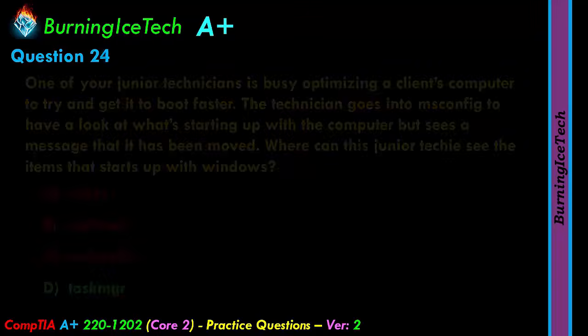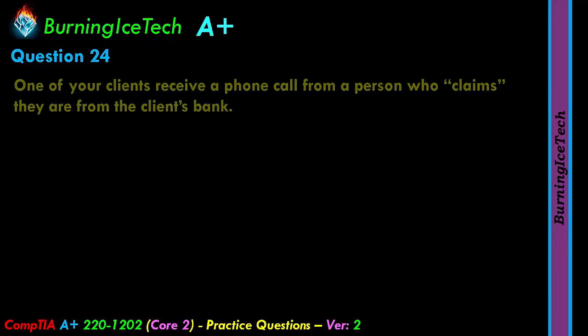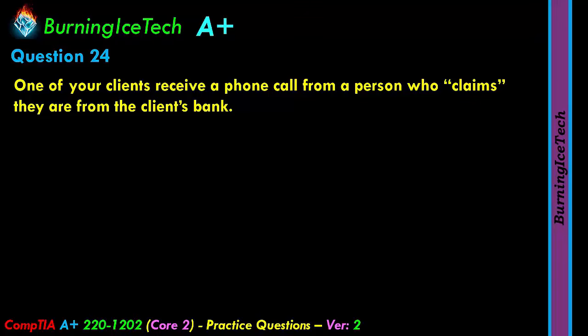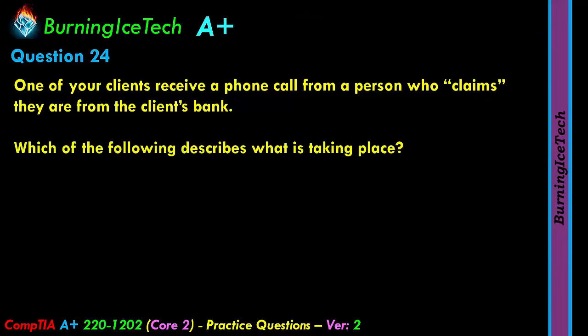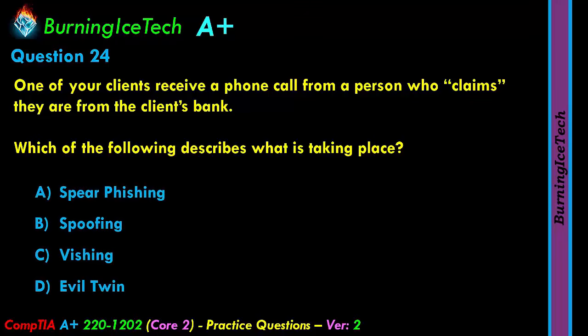Moving you guys along. Question 24. One of your clients receives a phone call from a person who claims they are from the client's bank. Which of the following describes what is taking place? So one of your clients or users is receiving a phone call from a person that claims to be from their bank, but they're not. What is that? Is it spear phishing?